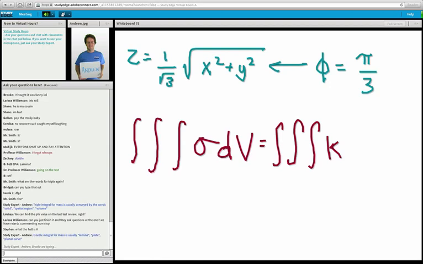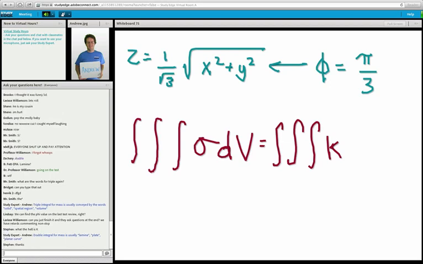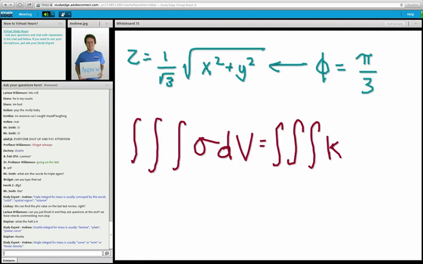Single integral for mass is usually curve or wire, or you'll see linear density. These are some keywords here. So K, we see the word K. That's because we said proportional. At least I could be completely wrong, but I could have sworn it said proportional, in which case I'm very sorry.